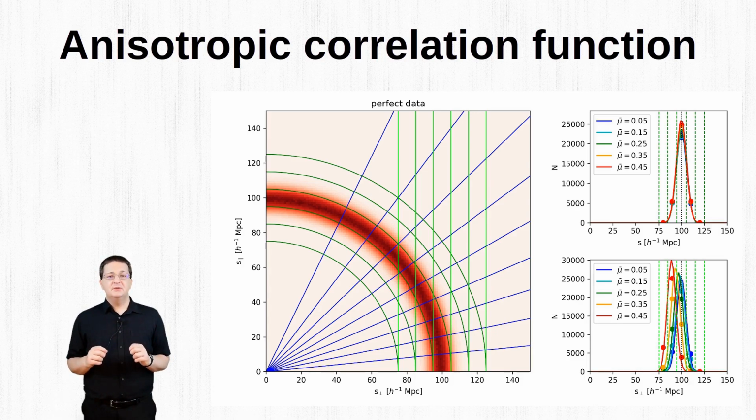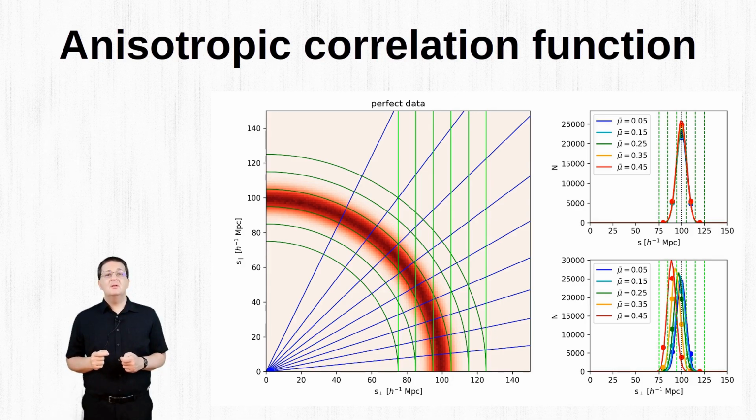For the anisotropic correlation function, one typically uses a binning scheme with the distance s and the angle mu, which is the ratio between s parallel and s. The lines dividing the mu bins are blue here, and the s bins are separated by dark green circles. On the top right panel here, the counts in each of these bins according to the s-mu binning scheme are shown. For some reason, we also show an alternative binning scheme that bins in s perpendicular and mu. The s perpendicular bins are indicated by light green lines, and the counts in these bins are shown in the bottom right panel.